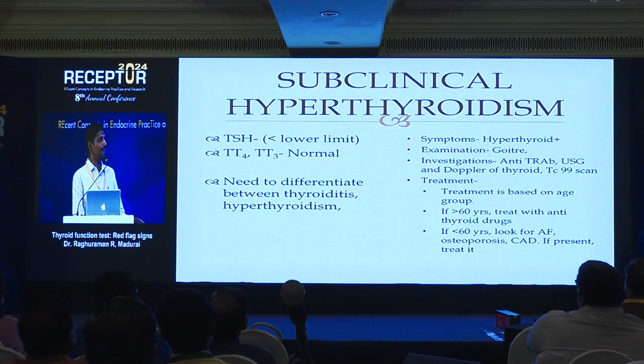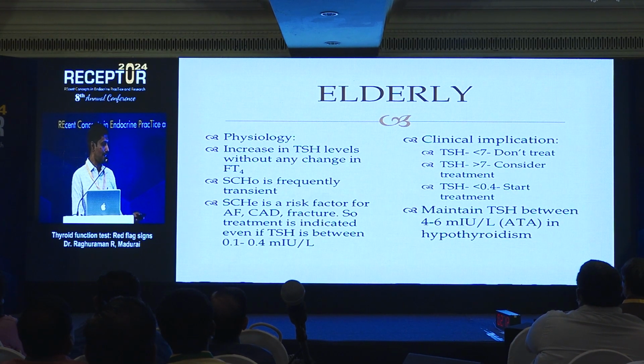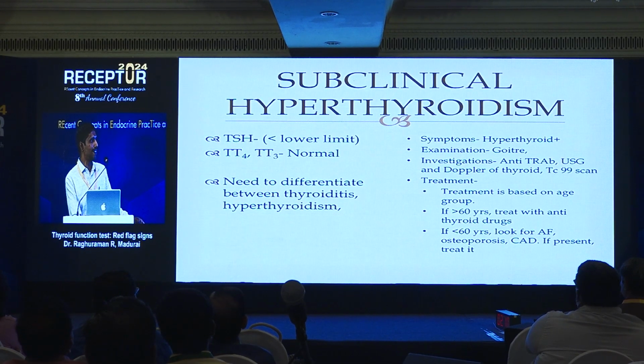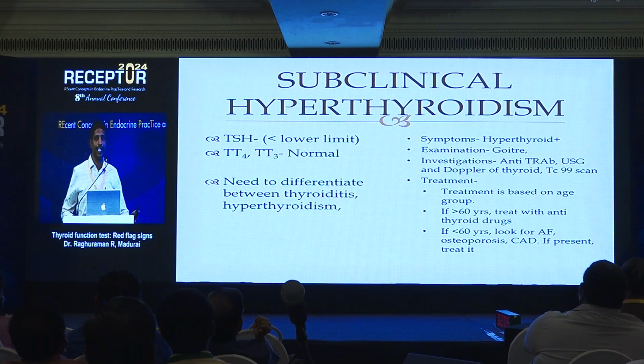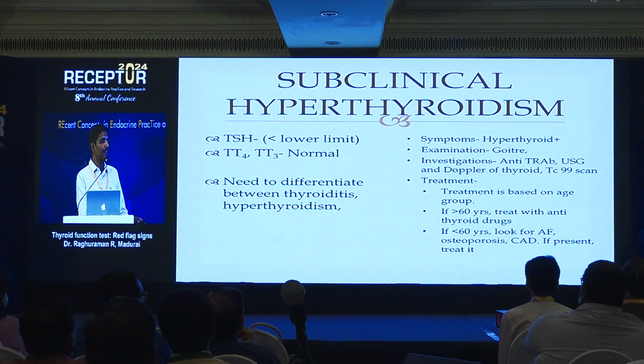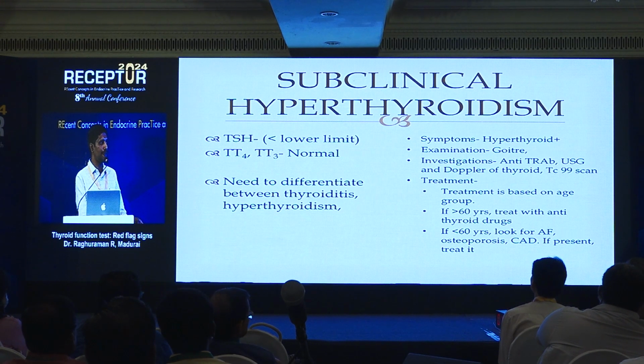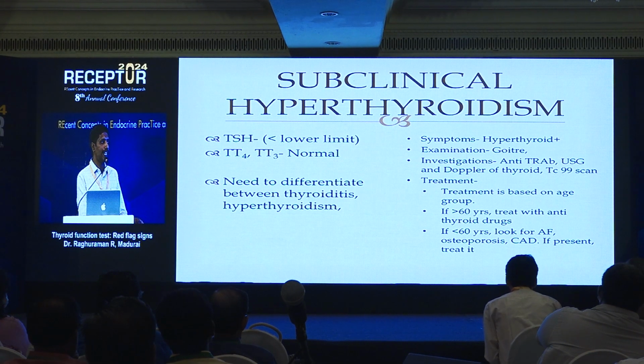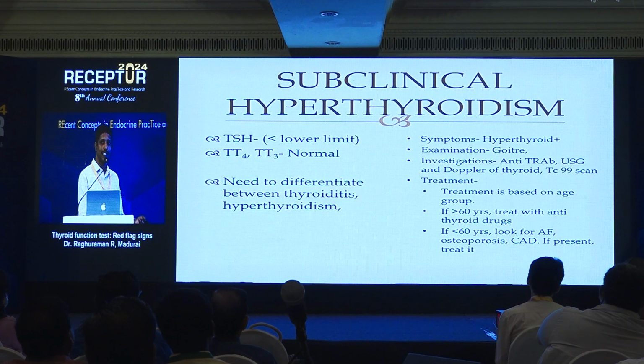Subclinical hyperthyroidism is the same as hyperthyroidism as per symptoms and investigations, but the treatment is changed. It is based on the age. If the patient is more than 60 years, then you have to treat even if it is subclinical hyperthyroidism. But if less than 60, look for atrial fibrillation, osteoporosis by DEXA or any previous fracture, pathological fractures, and presence of CAD, coronary artery disease. If any of these is present, you can treat subclinical hyperthyroidism. Otherwise, no treatment is needed.